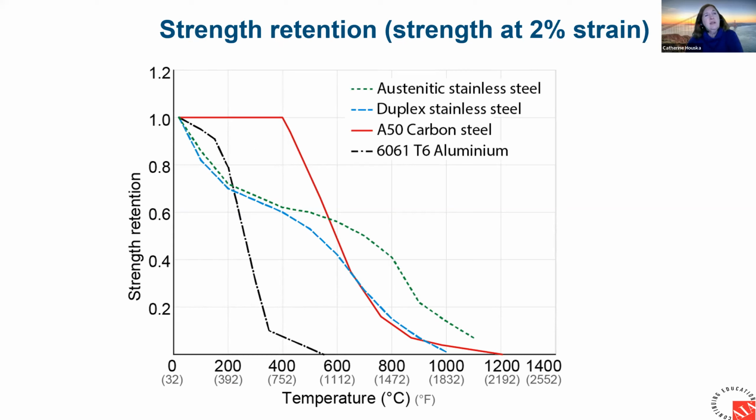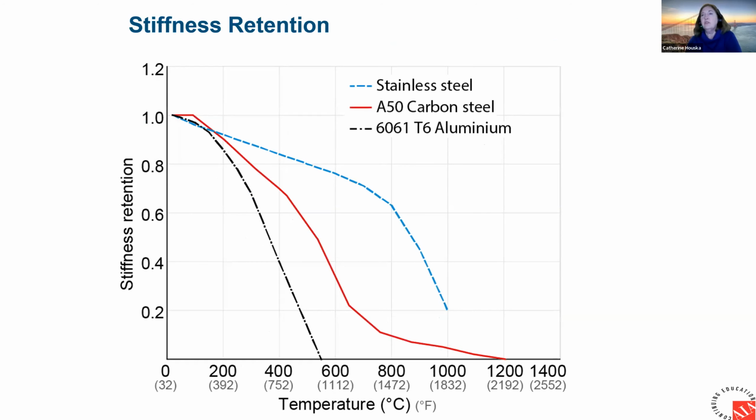You can see initially the stainless steels lose strength faster than the carbon steel, but once you're above about 600 degrees, then the austenitic stainless steels are better. And really, it's the austenitic stainless steels with molybdenum that are better. So the other key factor that is considered is stiffness retention.